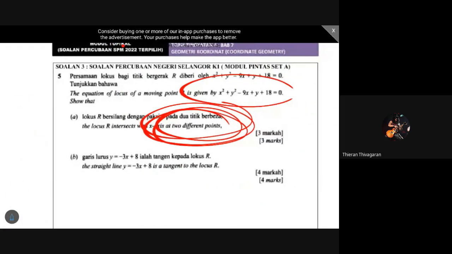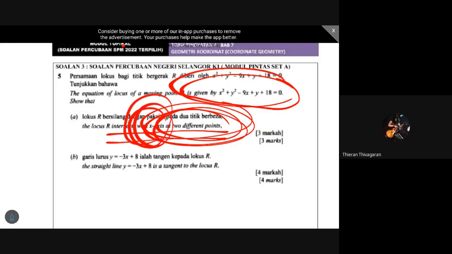So now we talk about locus, guys. Kita pinjam pasal persamaan locus. Okay, so this is the locus equation given in the question to you. Okay, persamaan ini. So they say show that the locus intersects the x-axis. Okay guys, intersect x-axis maksud dia apa, guys? What assumption do you have to make? Apa anggapan sekarang? Intersect x-axis means?